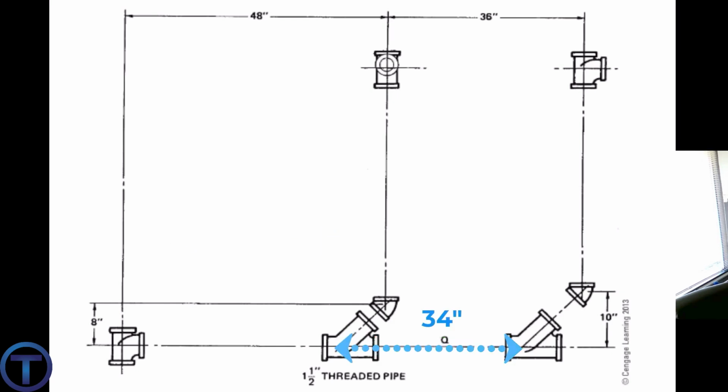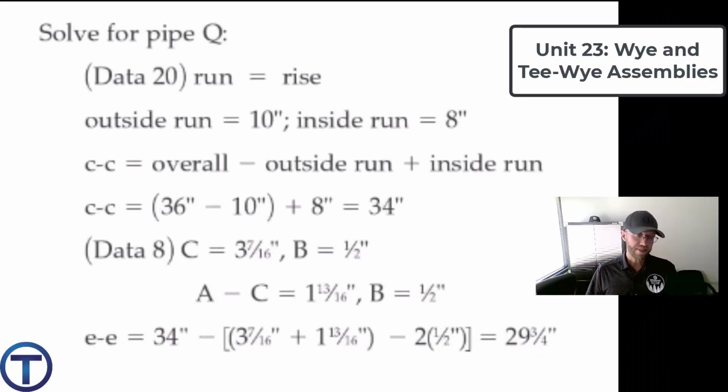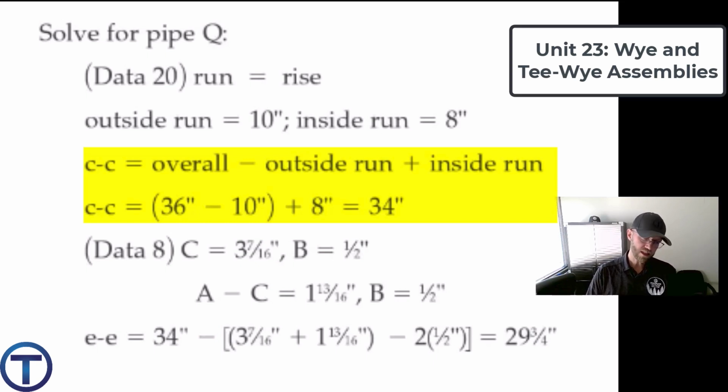Then we just have to figure out our end to end. Let's have a look at their solution for pipe Q, our center to center. They're going to say center to center is overall minus the outside run plus the inside run. Outside run was the 10, inside run is that 8. So we get 36 minus 10 to be 26 plus 8, that equals 34. That's how we come to our center to center.